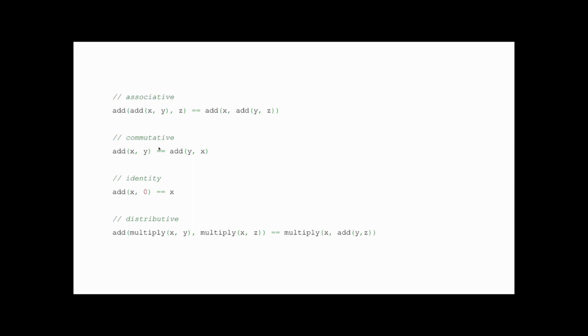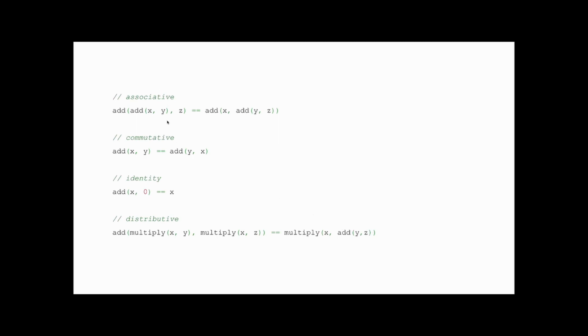And it's also commutative. Commutative means it's no different whether you add x and y together or you add y and x together. The result will still be the same. The next one is identity. If you add anything with 0, you'll still get the same thing that you added as the input. And it's also distributive. Distributive means that if you want to mix it with multiplication, like multiply x and y and multiply x and z and add these two together, you could just multiply x by the sum of y and z.